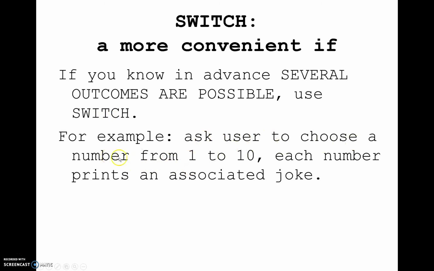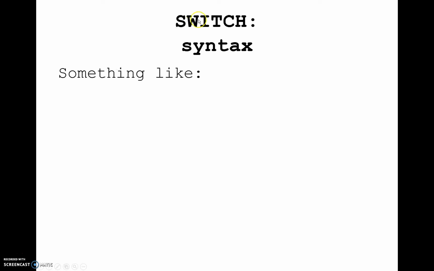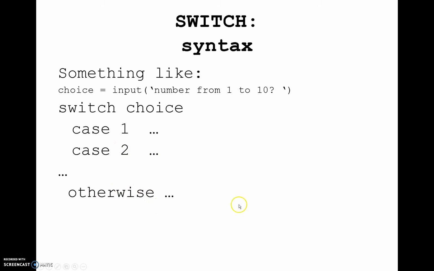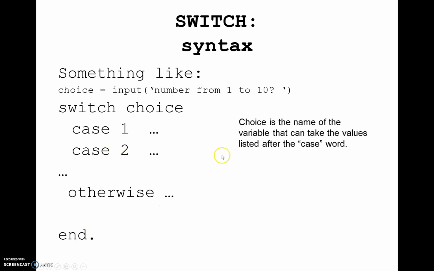Say the user chooses a number from 1 to 10, and for each of those numbers you have a joke associated that you want to print out. And so the syntax of a switch statement, say your choice is the input, a number from 1 to 10. So they put in the number, and then you say switch of that variable choice. When it's 1, you can print this joke. When it's 2, you can print this joke. Otherwise, if they didn't input any of the numbers 1 to 10 that you've listed here, you can print, you should have put in a number from 1 to 10. And then end. That's the syntax of a basic switch statement.